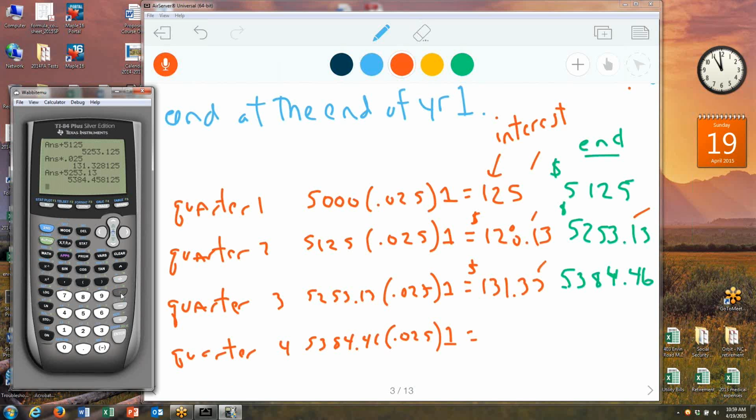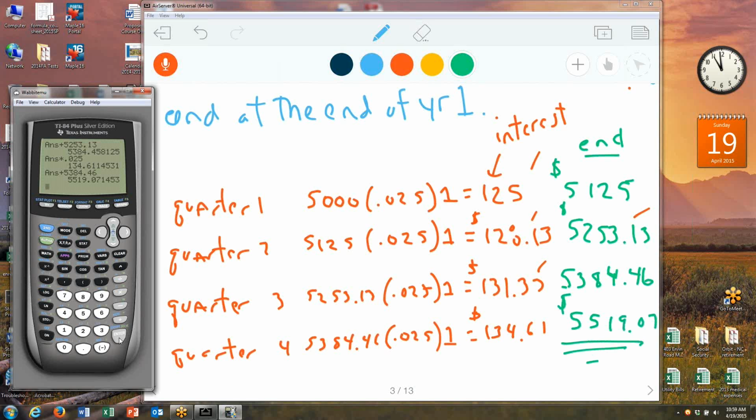So I'm going to multiply by 0.025. Of course, I don't need to put times 1 in there because we know that's going to be the same value. This is 134.61. Bringing my new total, if I add that to what I started with in that quarter, $5,384.46, to 5,000. Let me put that in green. $519.07. Again, rounded to 2 decimal places for money, okay?